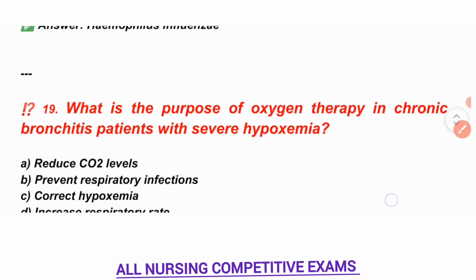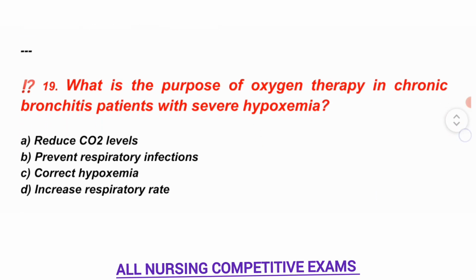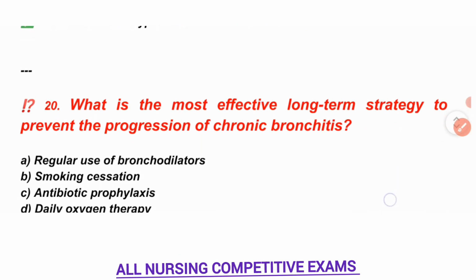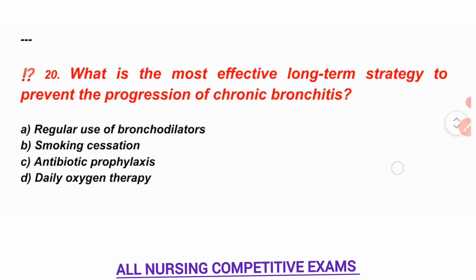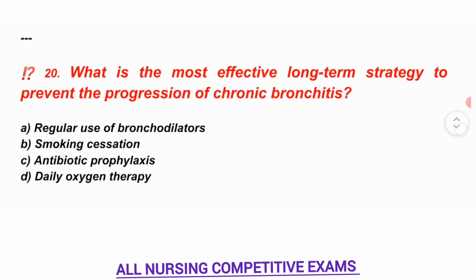Question number 19. What is the purpose of oxygen therapy in chronic bronchitis patients with severe hypoxia? Right answer is option C, correct hypoxemia. Question number 20. What is the most effective long-term strategy to prevent the progression of chronic bronchitis? The right answer is option B, smoking cessation.